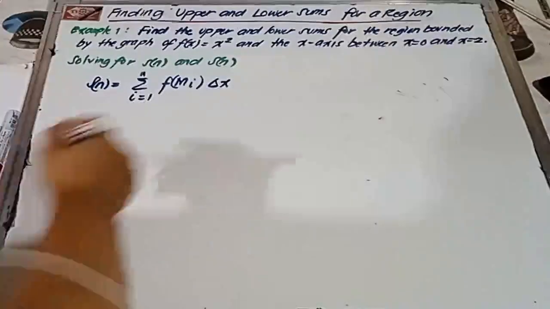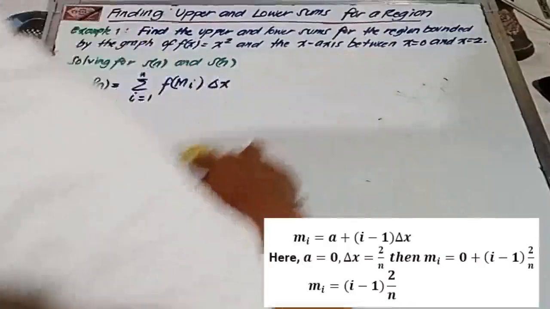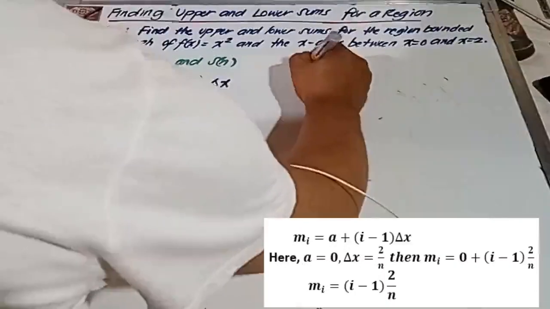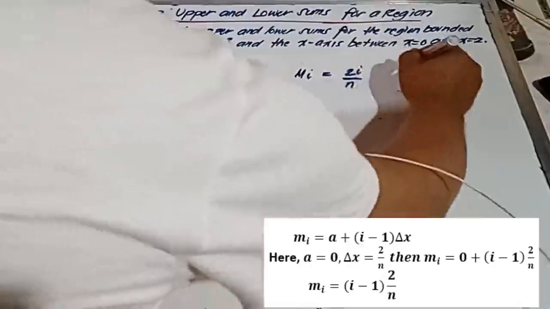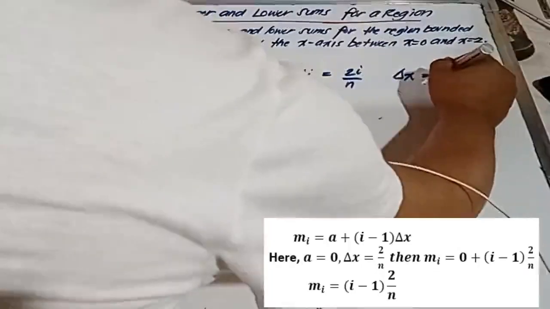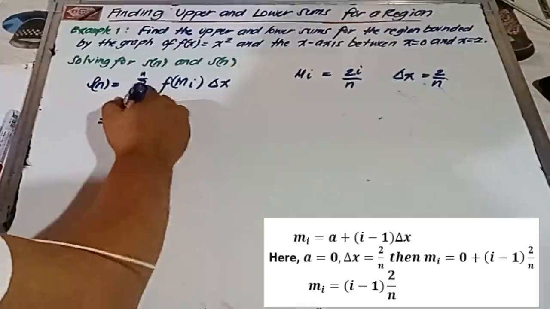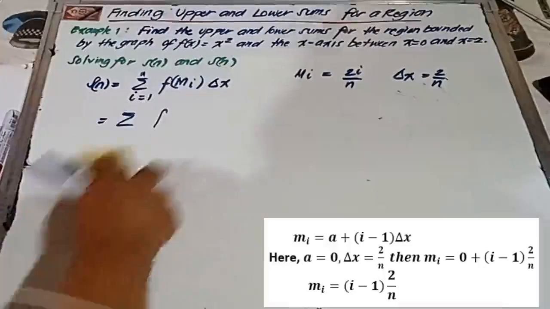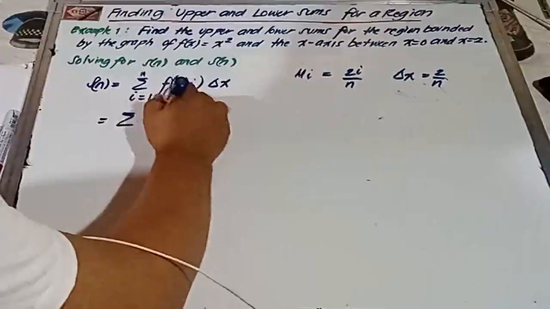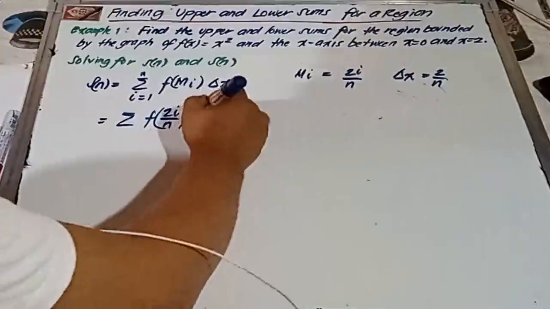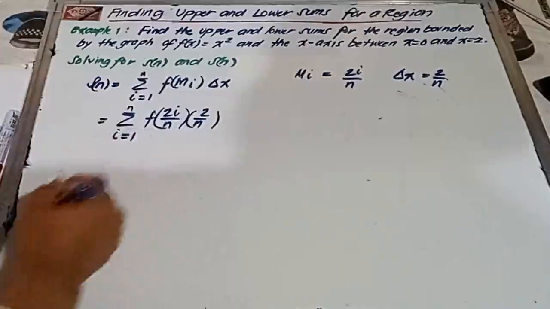Okay? And the value of m of i, which is our right endpoints, is 2i over n. And our delta x is 2 over n. Substitute lang natin to sa ating formula ng upper sum. We have summation of f of m of i, so that is f of 2i over n times delta x, which is 2 over n, from i equals 1 to n.